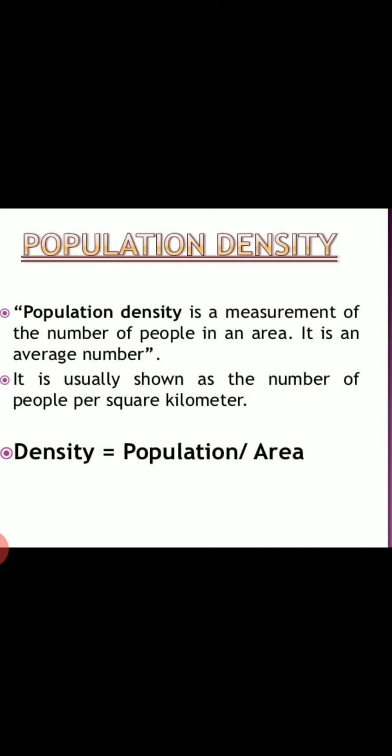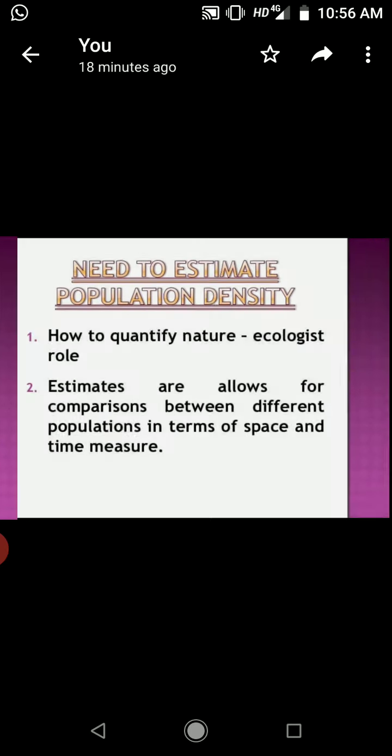So we studied now population size. After the population size, next one is population density. Population density is a measurement of the number of people in an area. It is an average number. It is usually shown as the number of people per square kilometer. Here the formula: density is equal to population divided by area. So how can we calculate the density of the population? Total number of population divided by area, that is how we come to know the population density.